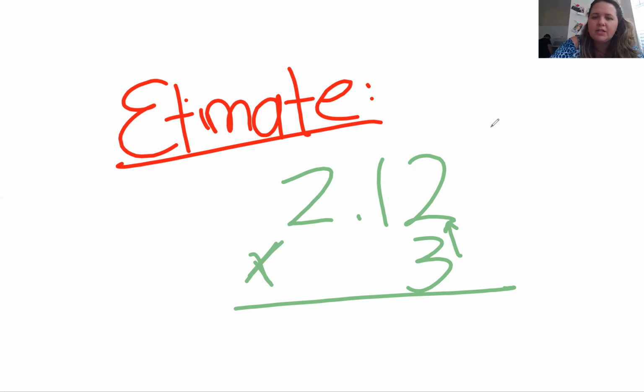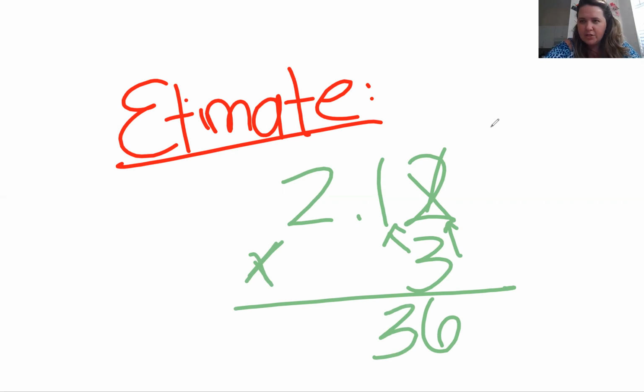So 3 times 2 is 6. Am I finished? Do I need to carry anything over? No, I don't. This one's done. Then I can do 3 times 1. 3 times 1 is 3. Okay, am I finished? Do I need to carry anything over? No, I'm all good. 3 is 3.